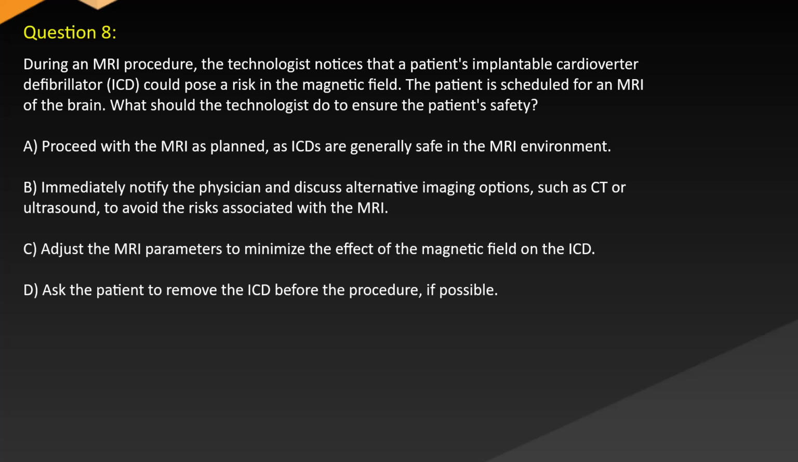A. Proceed with the MRI as planned, as ICDs are generally safe in the MRI environment. B. Immediately notify the physician and discuss alternative imaging options, such as CT or ultrasound, to avoid the risks associated with the MRI. C. Adjust the MRI parameters to minimize the effect of the magnetic field on the ICD. D. Ask the patient to remove the ICD before the procedure if possible.